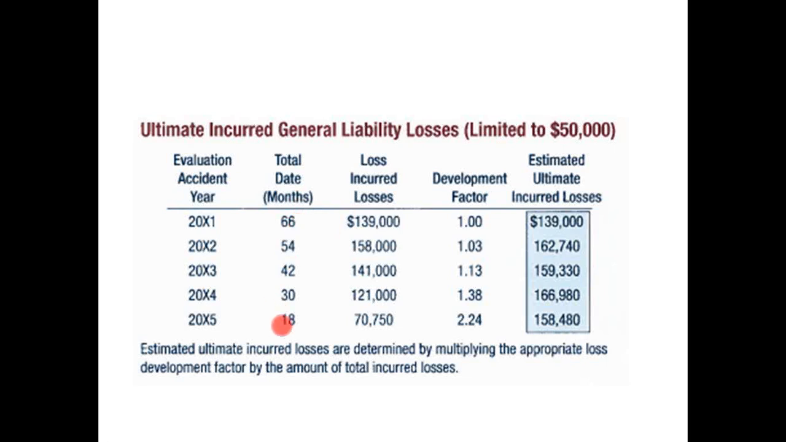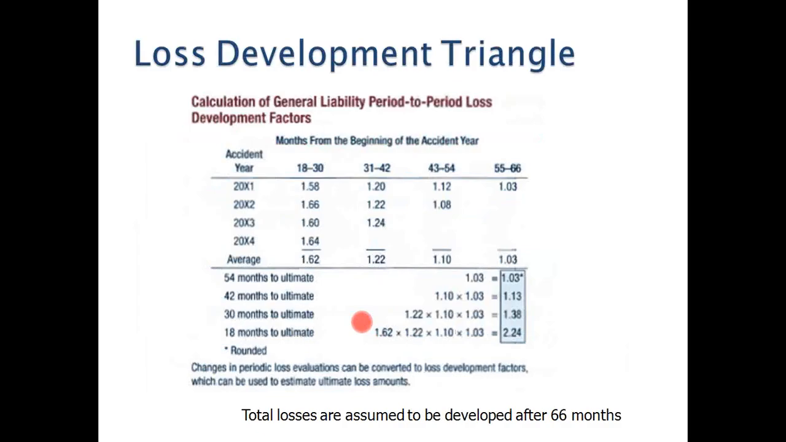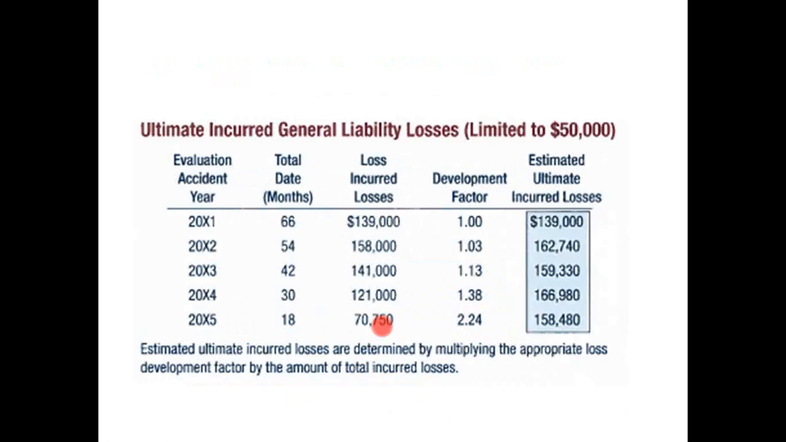If we look at the 18 months, we have brand new data. Our total incurred is $70,750, and our loss development factor is 2.24. Well, where did that come from? That comes from right here. We're saying 18 months to ultimate. If we multiply that value, 70,750 times 2.24, we expect by the time these claims all close out, we close out this entire year, we're going to come out at 158,480 is what our ultimate loss is going to be for those claims.